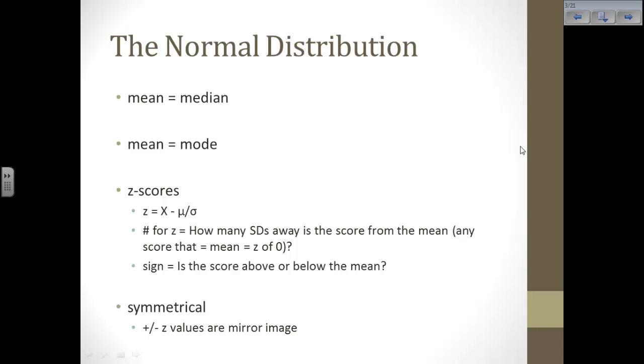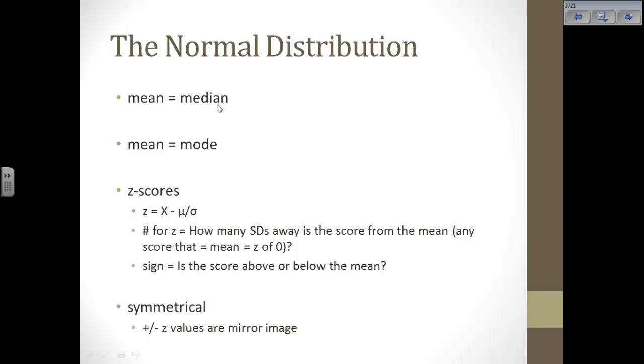And just remember that the frequencies are along the y-axis, and then the scores are along the x-axis when you plot out any distribution. And the mean in the normal distribution is equal to the median. So 50% of scores are above the mean and 50% of scores are below the mean. The mean is also equal to the mode in the normal distribution because most of the scores pile up around the mean.